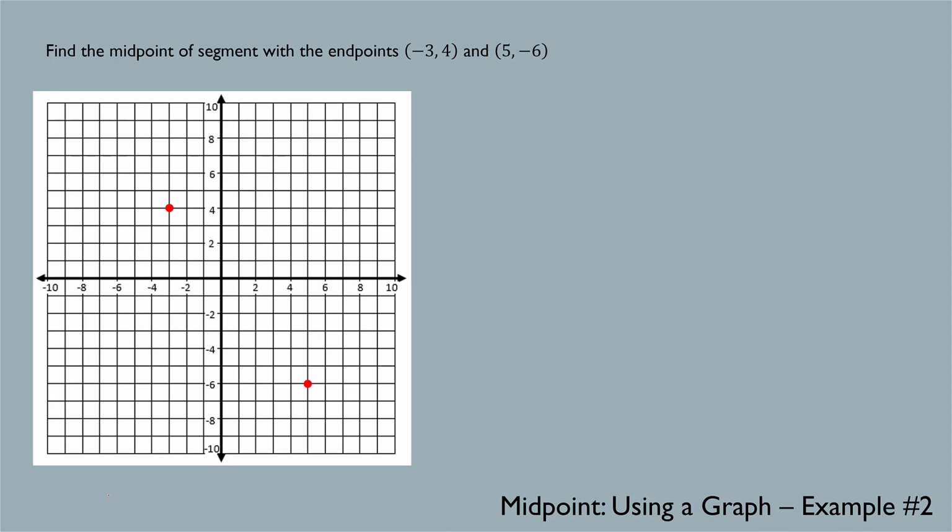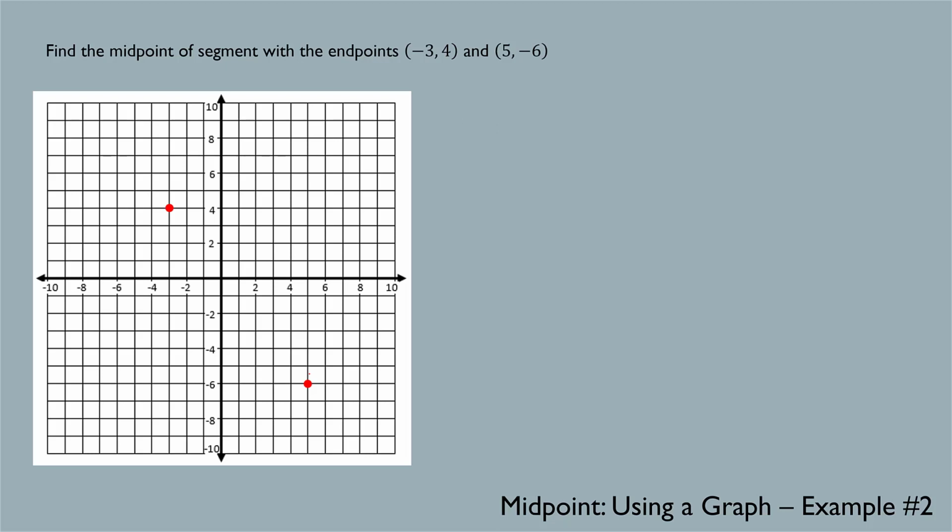So if I want to find the midpoint of a segment, given these endpoints, -3, 4, and 5, -6, I've already plotted these points on this. That way you can use them, because I understand that writing these out yourself without grid paper would be a little bit more difficult. So I plotted the points on here. We still want to find the middles.